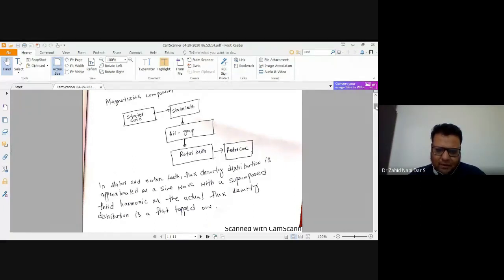So in stator and rotor teeth, flux density distribution is approximated as a sine wave with a superimposed third harmonic, as the actual flux density distribution is flat topped. What it means is that you don't get a sinusoidal curve, you get a third harmonic also. So that means you get a frequency of 3f also. But to avoid this third harmonic, what we have done, we have skewed or chamfered the rotor teeth and the stator teeth. That means we have cut it at an angle of 45 degrees.